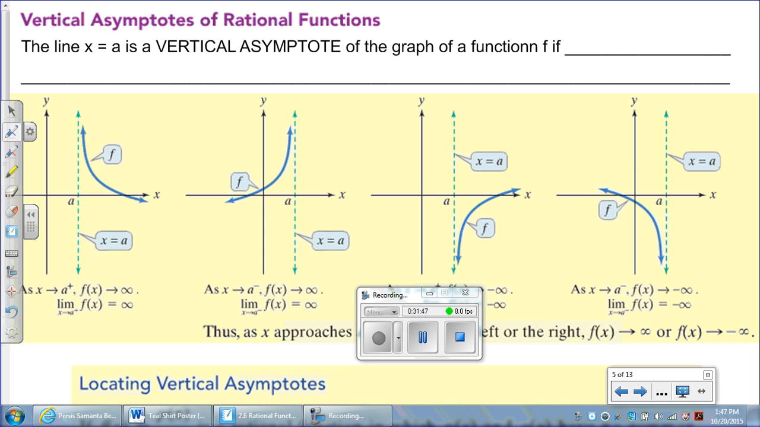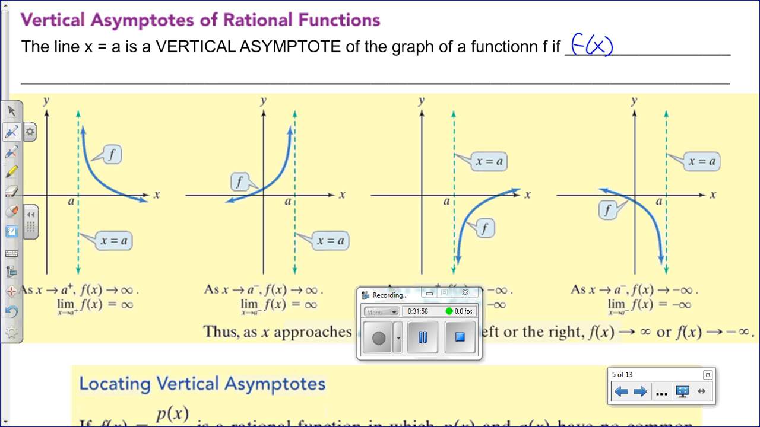So the line x is equal to a is a vertical asymptote of the graph of a function f if f of x increases or decreases without bound. So that kind of answers your question, Chris?